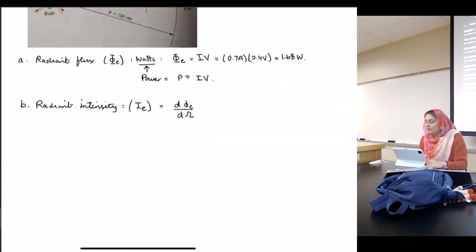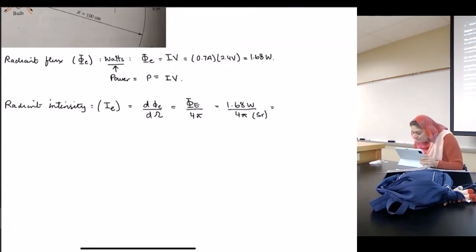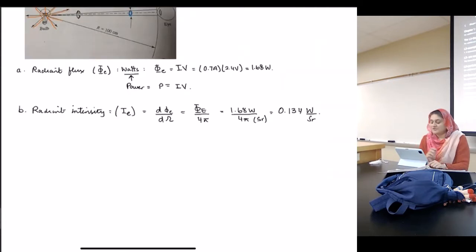So anyway, what would this become? It will become the total flux divided by the total solid angle. So this would be what? 1.68 watts divided by 4 pi. And the unit will be steradians. 0.134. What? Snails? Steradians. I can't say words. Watts over steradians. Yeah.